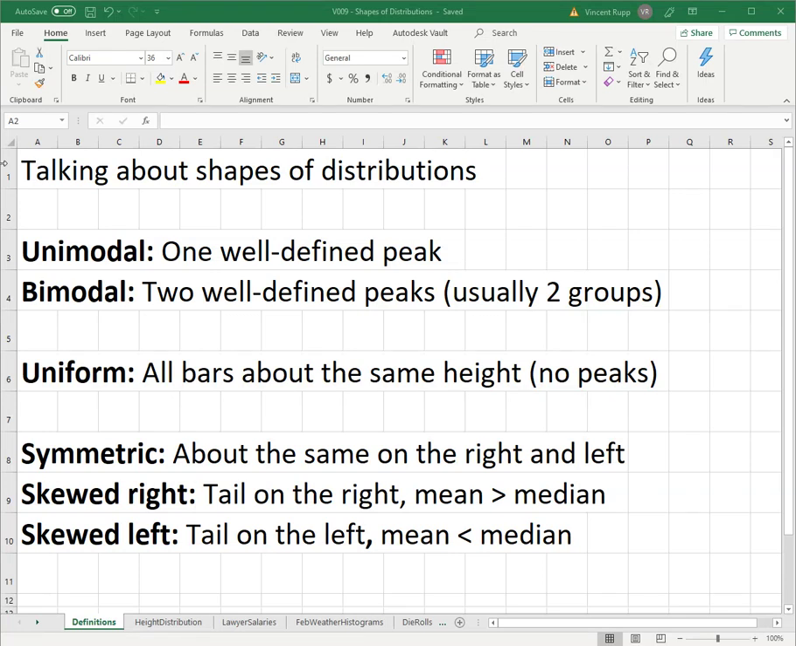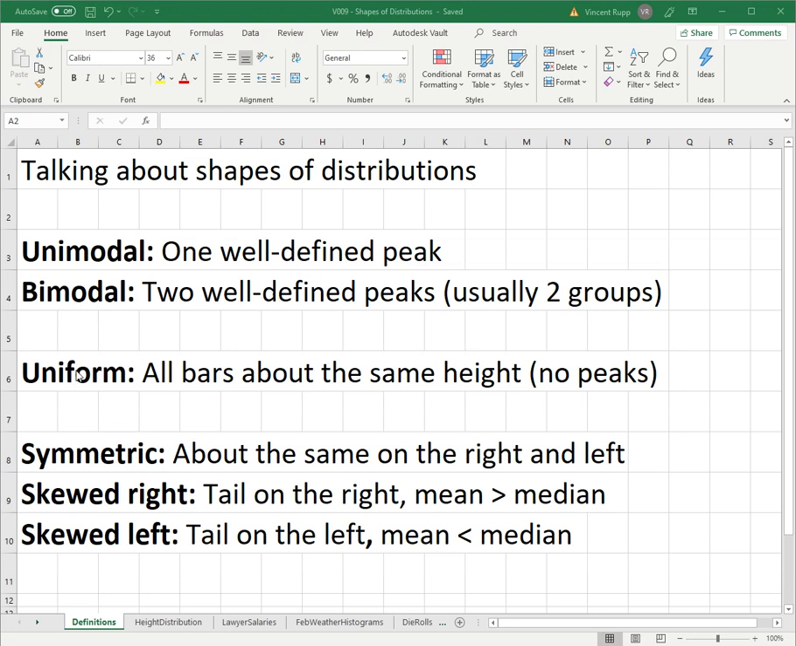Okay, let's talk about shapes of distributions. So I mentioned before that a distribution means the values of the variable and the frequencies of each of those. Things like, are there a lot on the high end, a lot on the low end, a lot in the middle, things like that. So to start off, a unimodal distribution has one well-defined peak, whereas a bimodal distribution has two well-defined peaks. Now we'll look at all of the examples of these fairly soon.